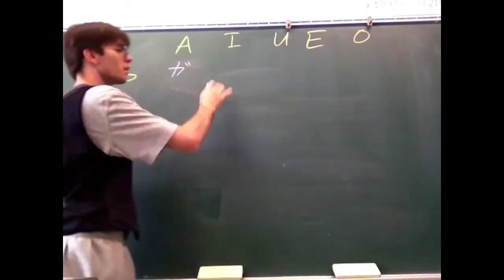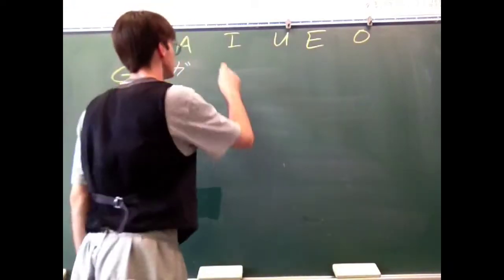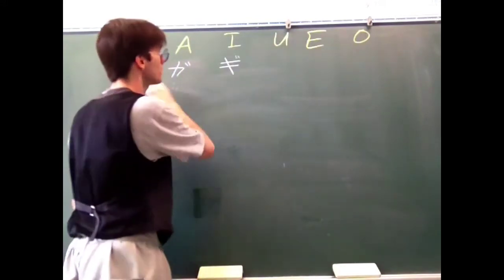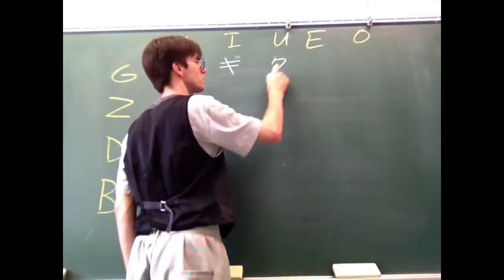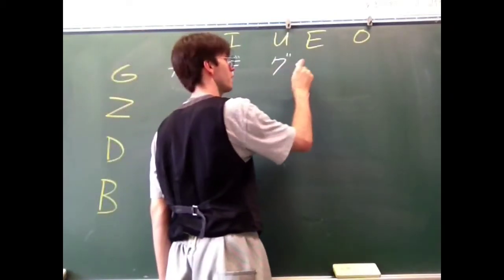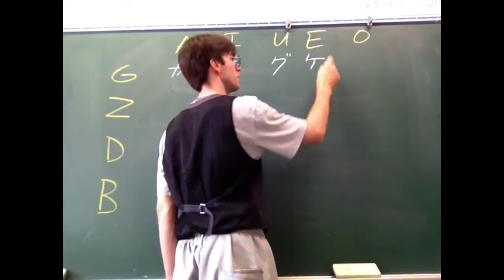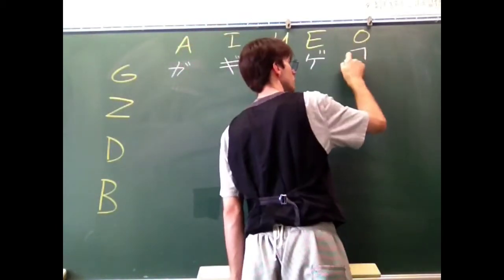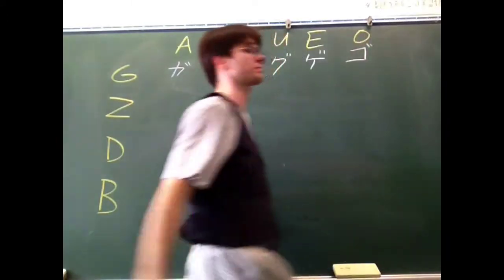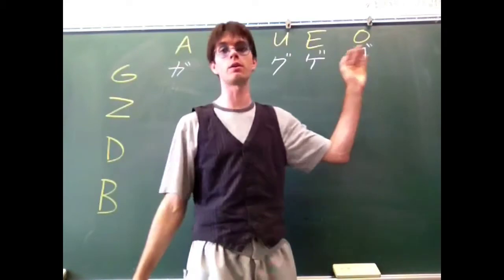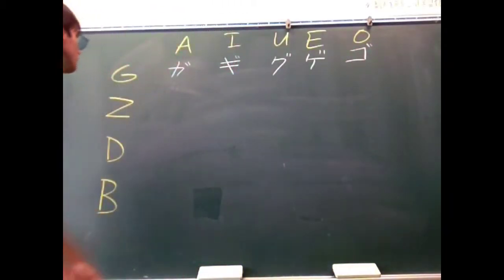The next one is gi. The base form is ki, which is here, and you just put the ten on it. Next is gu. Base form is ku with ten. Next one is ge. Base form is ke with ten. And the last one is go. Base form is ko with ten. Ga, gi, gu, ge, go. Easy stuff, we've done this all before.